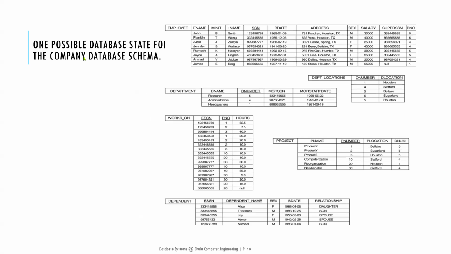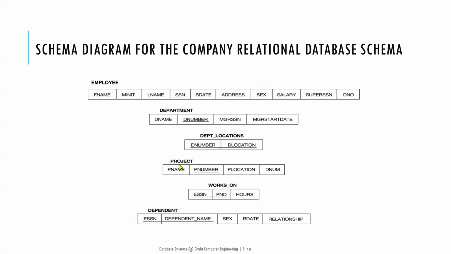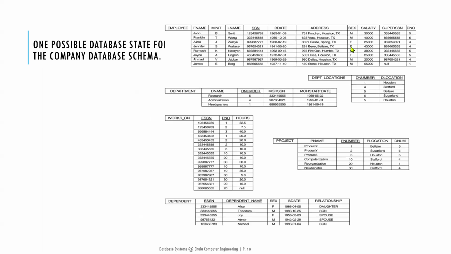Now, this is one possible database state of the company database schema. Let me show you. Okay, this is actually the schema, because we are talking about just the structure of what it looks like. We don't have the data in here as yet. Now we have the data. So we have an instance of the database at any point in time.